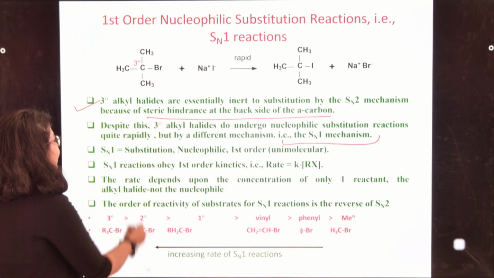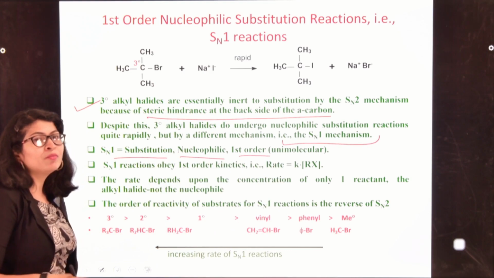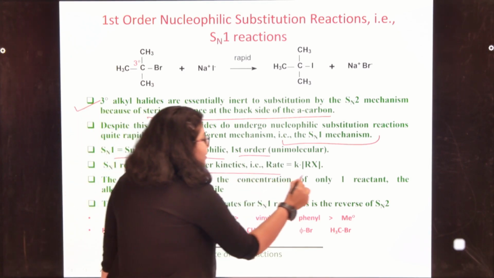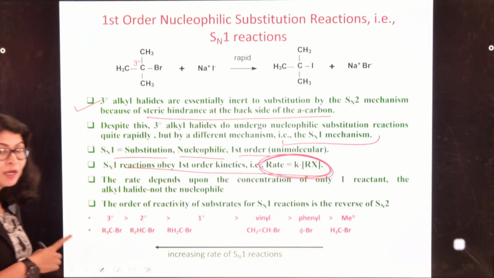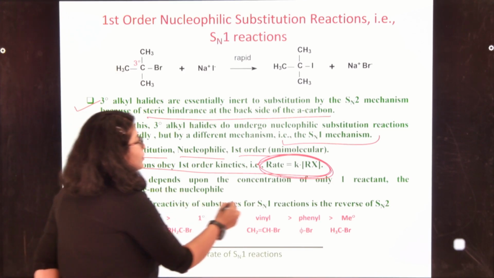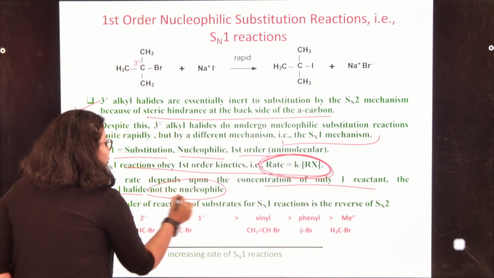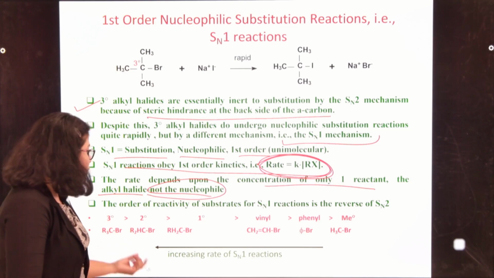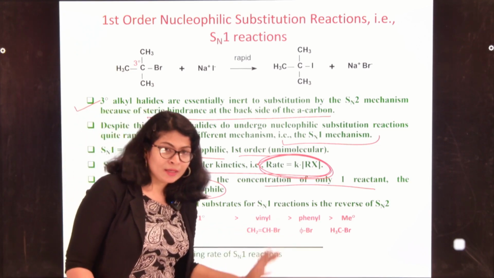SN1 means substitution nucleophilic first order, or unimolecular substitution reaction. It obeys first order kinetics, that is, rate is directly proportional to the substrate. It will not depend upon the nucleophile. The rate depends upon the concentration of only one reactant, the alkyl halide, and not the nucleophile. The order of reactivity will be the reverse of that of SN2, which is 3 degree greater than 2 degree, greater than 1 degree, greater than methyl.